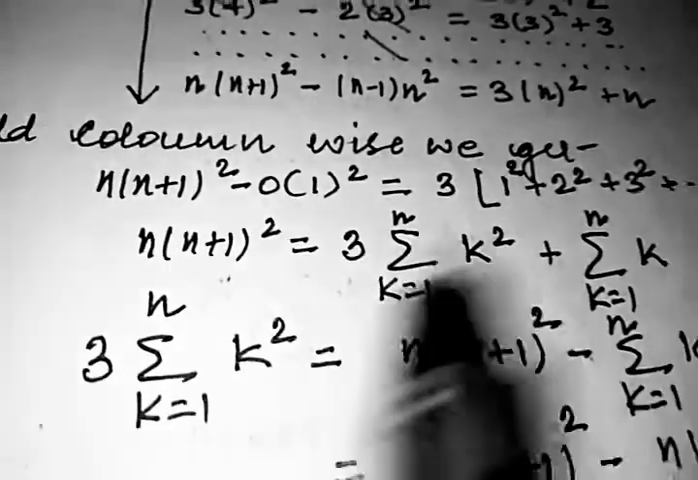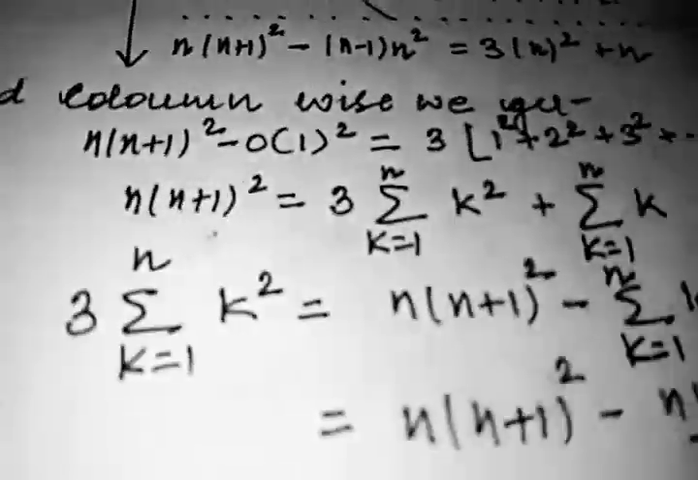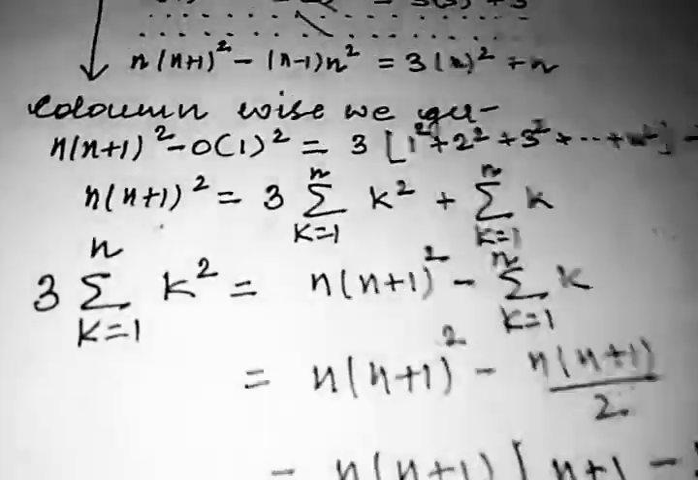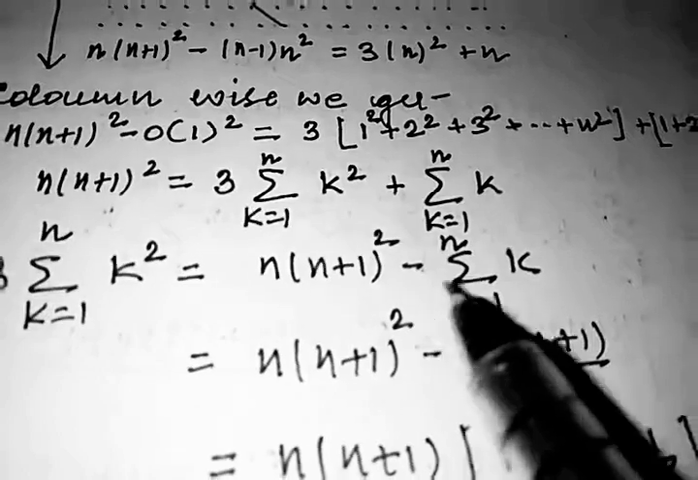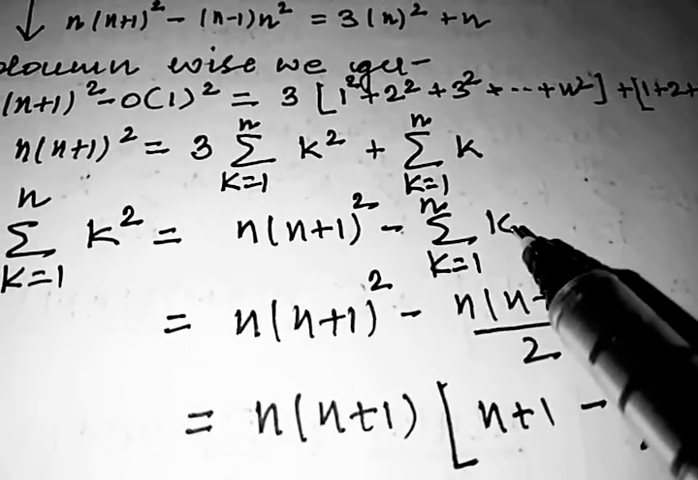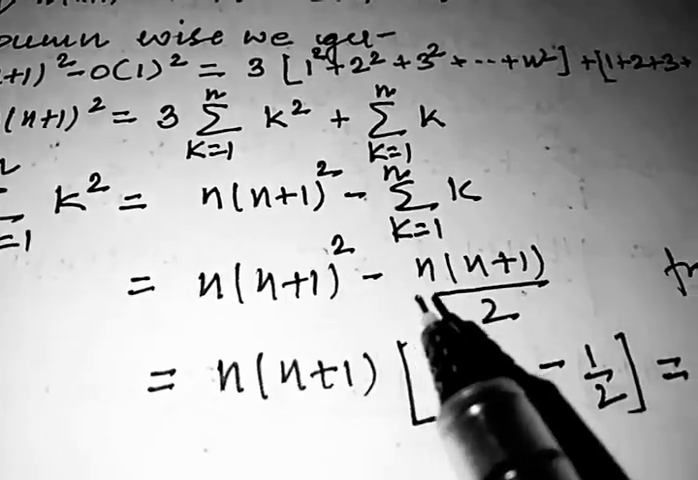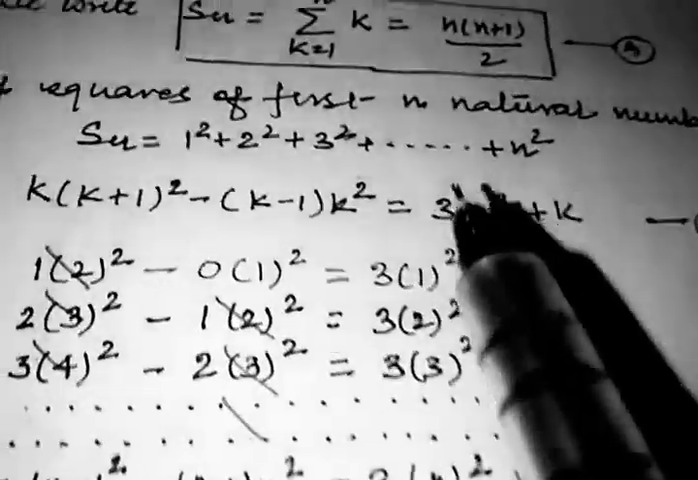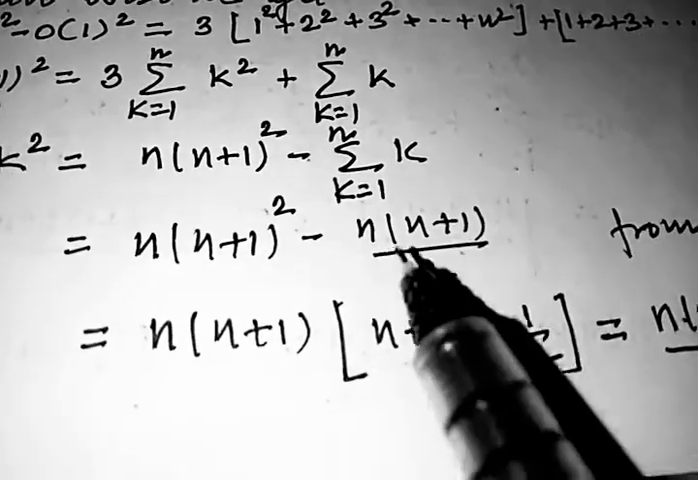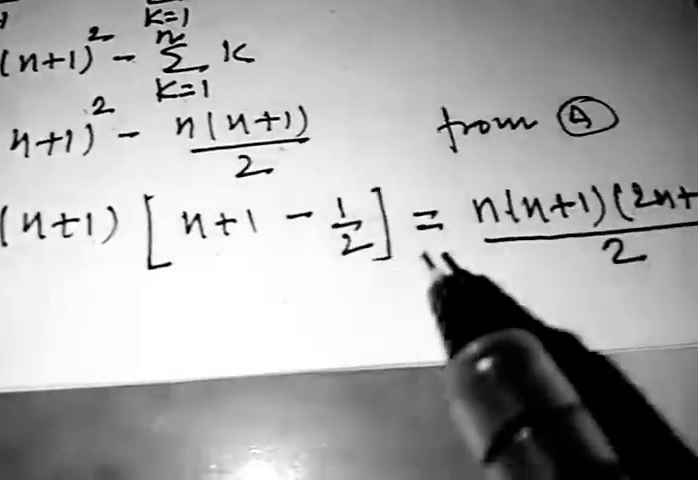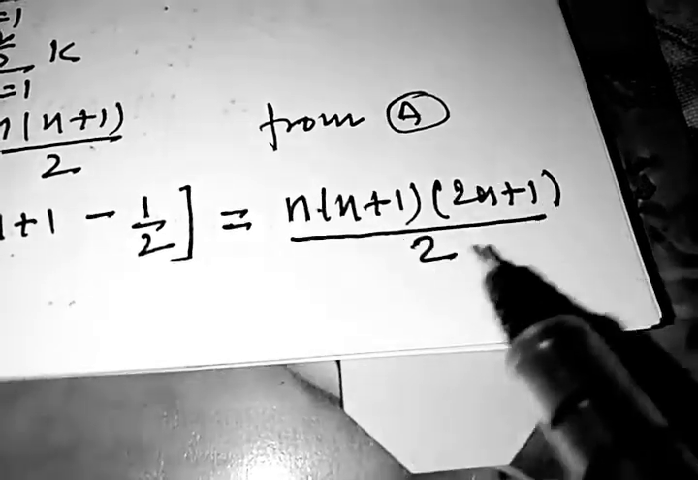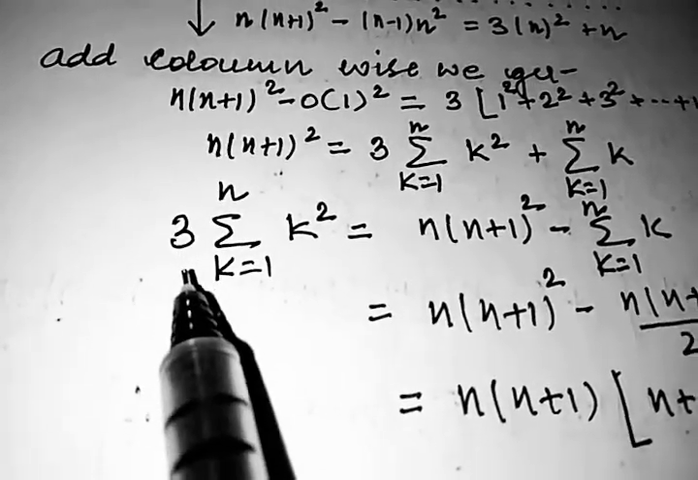So now 3 sigma k square is equal to (n+1) whole square minus sigma k. Put the value of sigma k here. We have got it upward: this is (n+1) whole square minus the value of sigma k, which is (n+1)/2. Solving, we get here (n+1)(2n+1)/2, and 3 is left here.